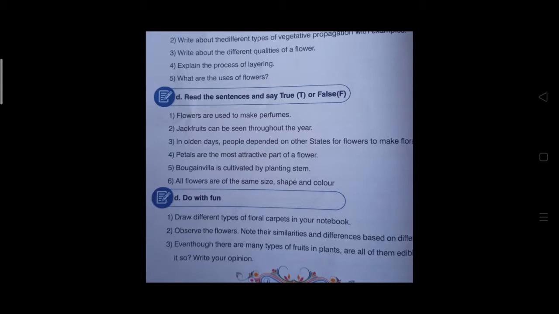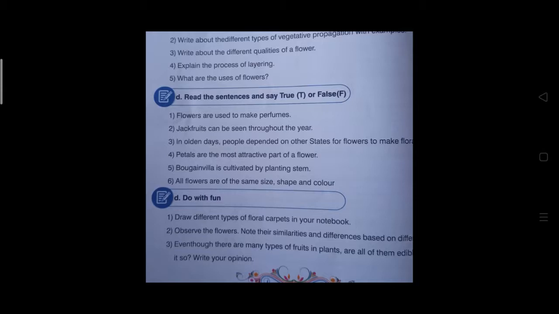Flowers are used to make perfumes. If you are thinking it is true, you can write true. If you are thinking it is wrong, you can write false. Correct answer we can discuss later. Jackfruits can be seen throughout the year. You write your answer.